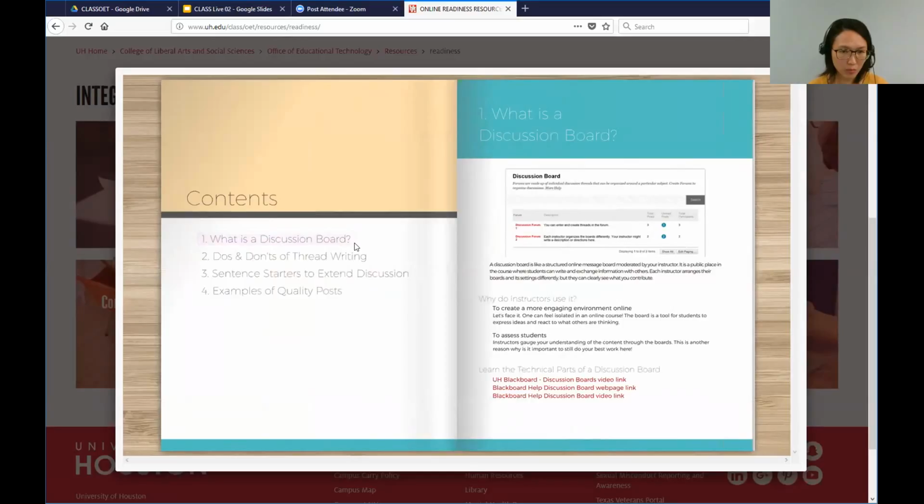What is a discussion board? The do's and don'ts of thread writing. So just some things that you should or shouldn't do. Sentence starters to extend discussion, and then examples of quality posts. Okay, so the first part explains what is a discussion board and why do instructors use it, and then it links to information on how to use a discussion board.